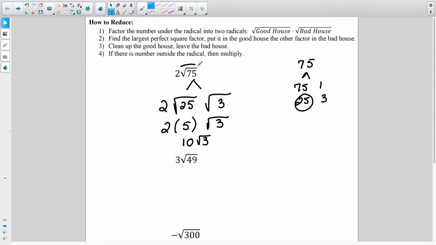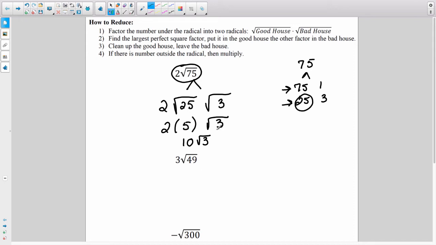So when you're looking to simplify radicals, like 2 radical 75, use the good house, bad house method. Look for perfect squares within the factors. Use the biggest one you can find, and clean up that good house. Clean up that perfect square factor to 5, and whatever's in the bad house, just leave it because you can't do anything with it.